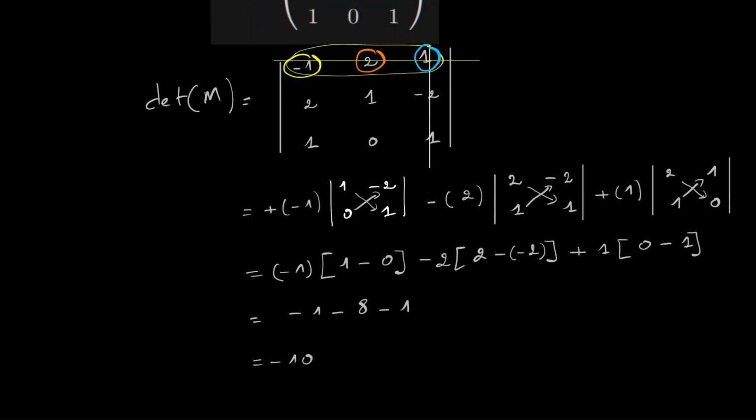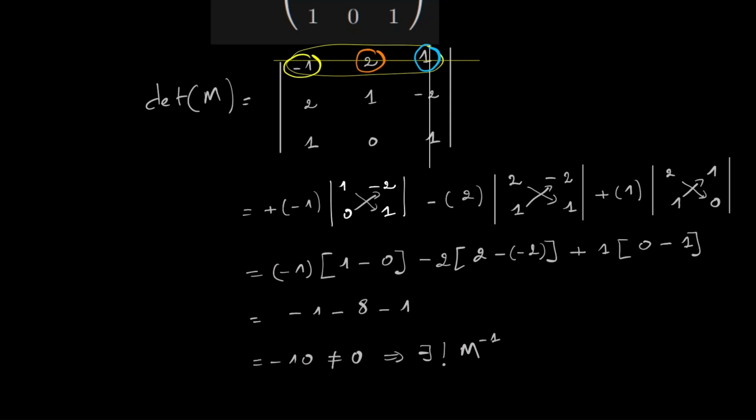The second question asks us if M is invertible. The rule is simple. A matrix is invertible if and only if its determinant is not 0. Since minus 10 is not equal to 0, the matrix M is definitely invertible. Then there exists a unique inverse matrix of M denoted M power of minus 1.